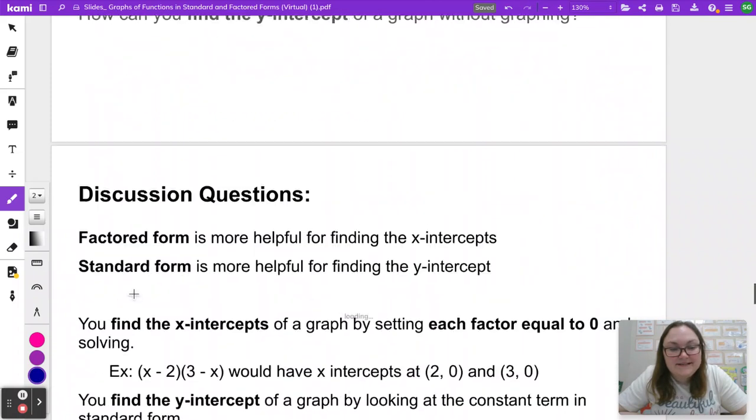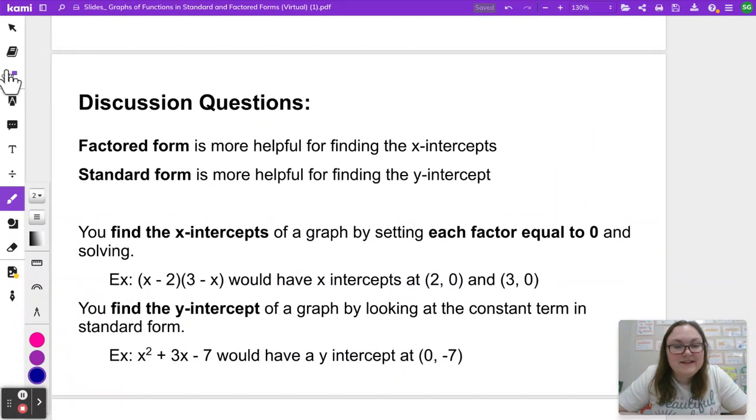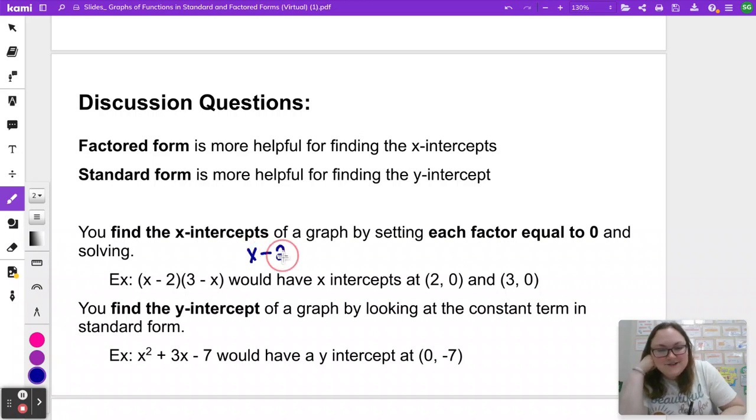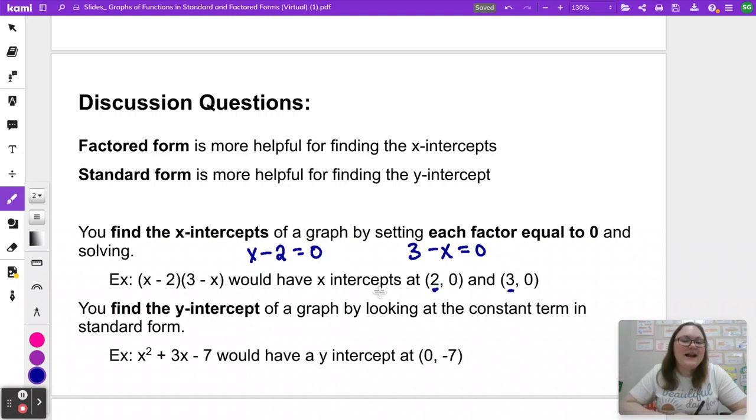So to summarize, this would be a great thing to include in your notes. Factored form is more helpful for finding x-intercepts, and standard form is more helpful for finding y-intercepts. In order to find the x-intercepts, you are setting each factor, each part, equal to 0 and solving. And I've got an example here. So for example, if this was our factored form, we need to make x minus 2 equal to 0, and we need to make 3 minus x equal to 0. And when you solve those two equations, you get the numbers 2 and 3 for your x-intercepts.